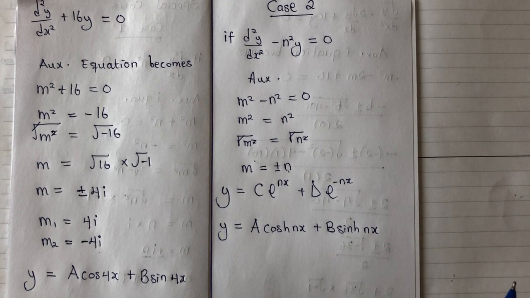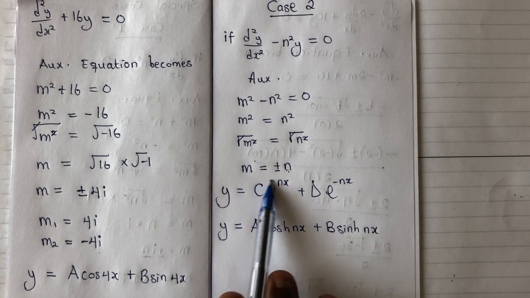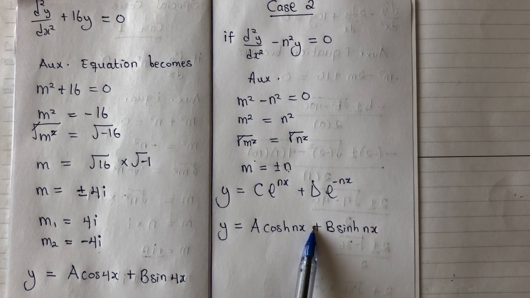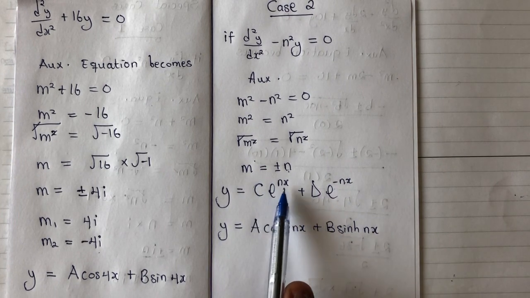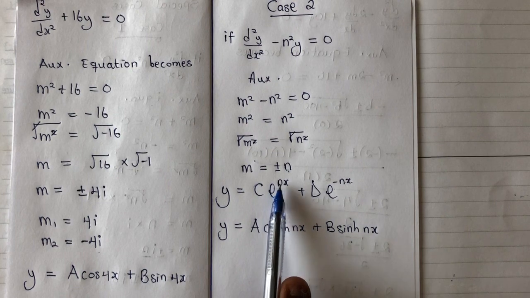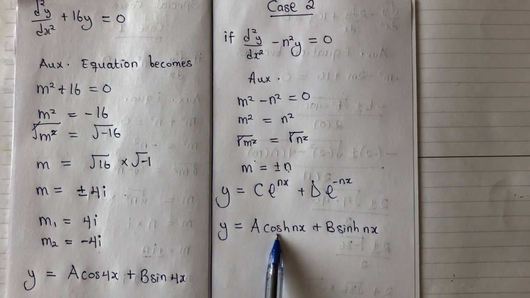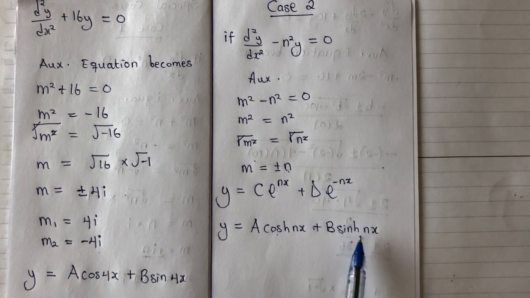But for a student to understand this, I am going to prove it. There is no need. All you need to do when you get here is change it to this form. But I am going to prove it so that you understand the reason why e raised to the power nx is what? cosh nx, and e raised to the power minus nx is what?